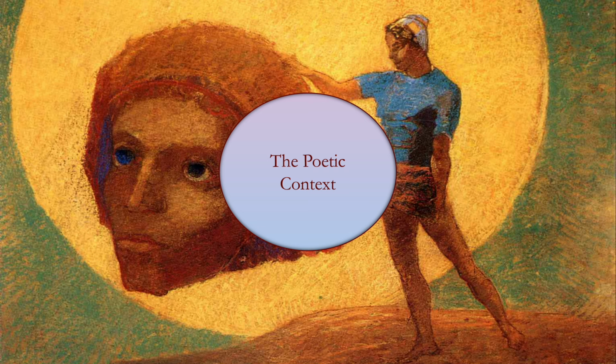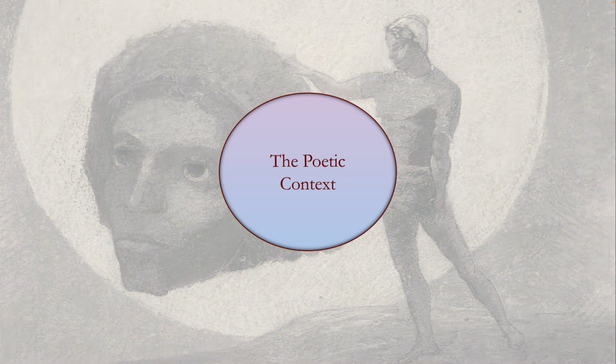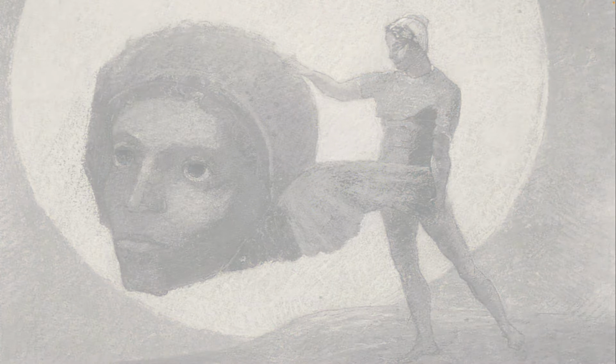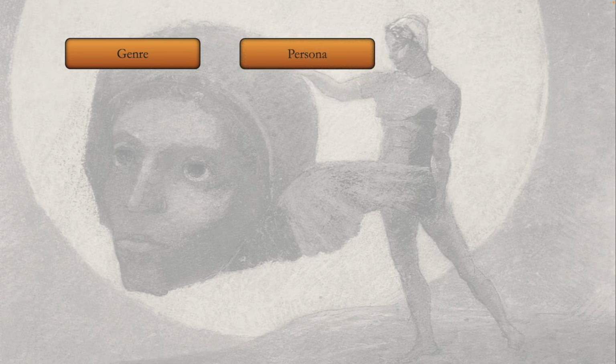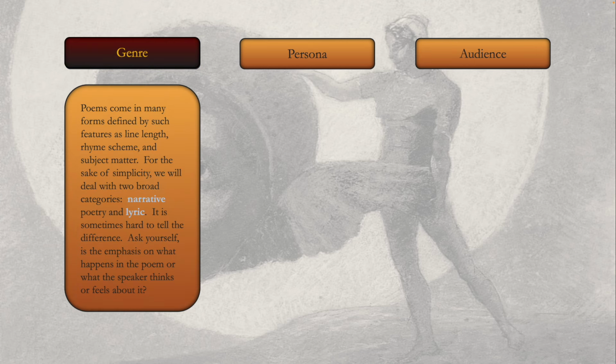So I want to talk now about the poetic context. We've got the structure, done some of the preliminary work. Let's talk a little bit about genre, persona, and audience. And I'll define each of these terms, starting with genre. Poems come in many forms, defined by such features as line length, rhyme scheme, and subject matter.